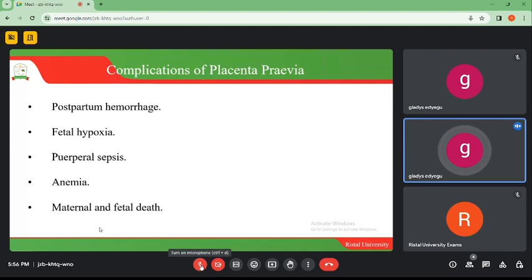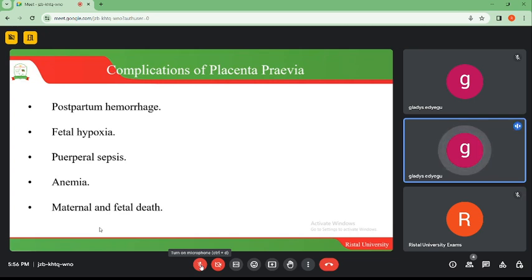Then fetal hypoxia. Fetal hypoxia can be caused by placenta previa because the mother has bled and there is little circulation of blood to the fetus. The baby ends up having hypoxia, and this can cause damage to the brain of these babies, and they end up with cerebral palsy because the brain cannot coordinate the activities of the body. So it's very important to handle this during that time, so that the baby should not get into hypoxia because it can affect the brain of these babies.